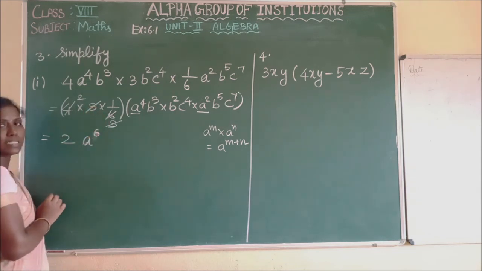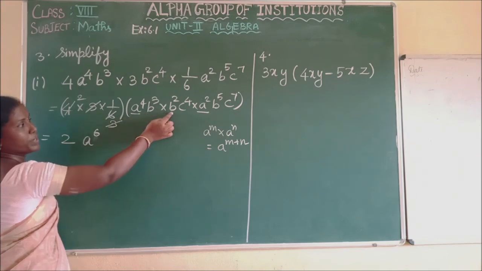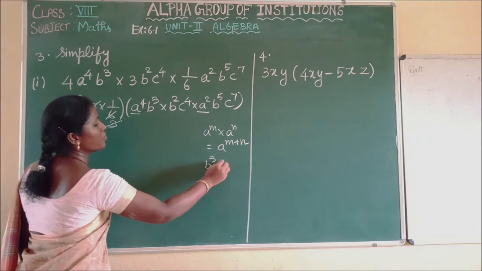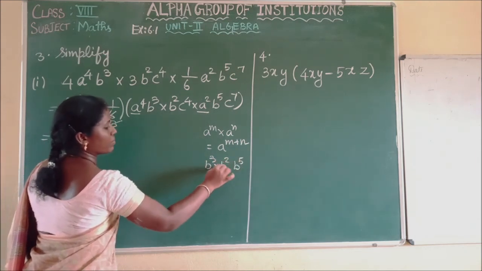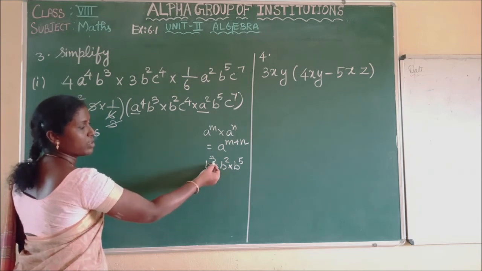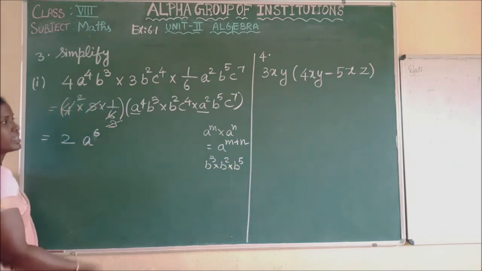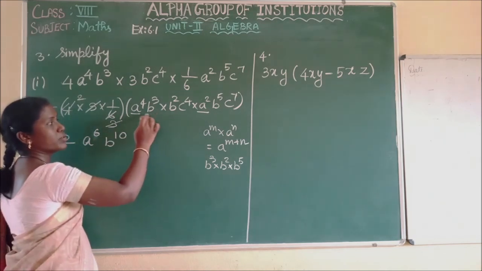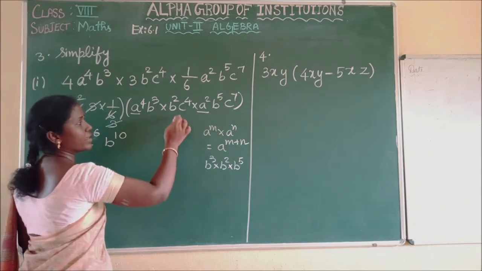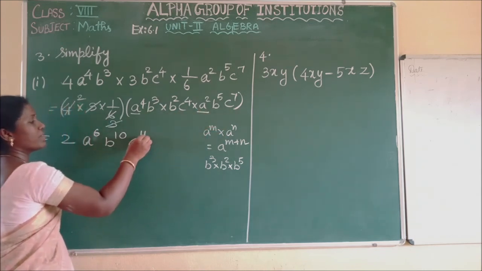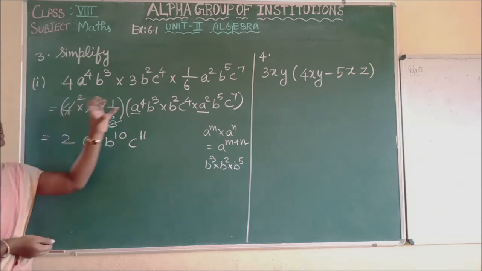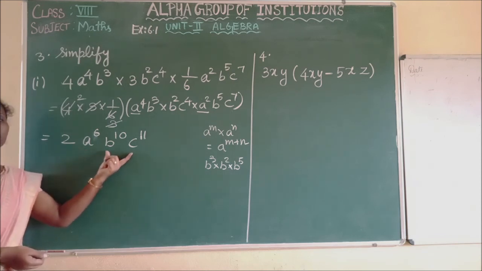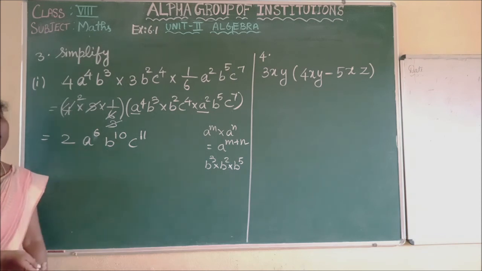So a^6. B terms: b^3, b^2, b^5. So we have to add the powers. If you multiply these, we have to add the powers: 3, 4, 5. 5 plus 5 is 10. So b^10. And come to the c term. In the first one we didn't have c; here and here only. So 7 plus 4 is 11. c^11. That's it. Simplify means you just have to multiply and give a simplified answer. The numbers reduced to 2. Here, if you multiply the variables, you are getting a^6, b^10, c^11.